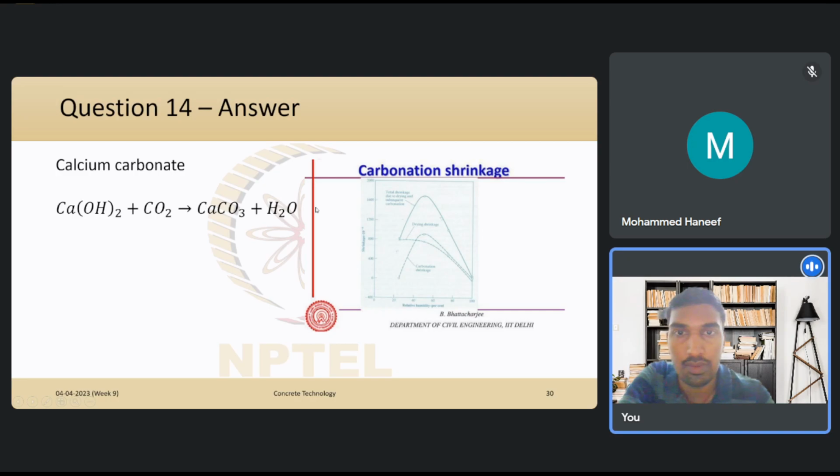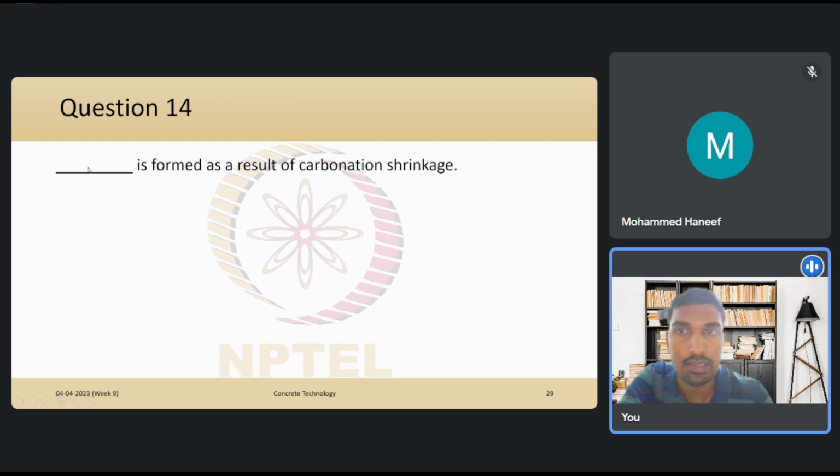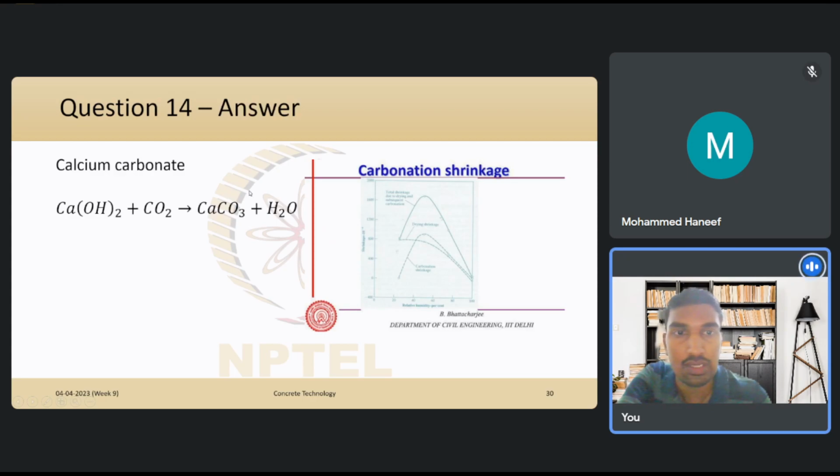For this reaction to occur, the carbon dioxide has to be present, and there should also be enough moisture content available. But at the end of the reaction, you will see that calcium carbonate is produced, right? So that is the answer: calcium carbonate is formed as the result of the carbonation shrinkage, right? Carbonation shrinkage is one of the different types that we looked at, right? But the mechanism for carbonation shrinkage is slightly different from the other types.